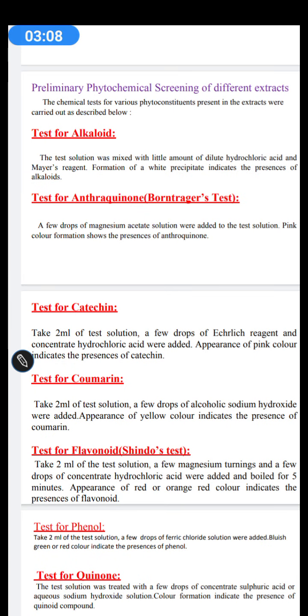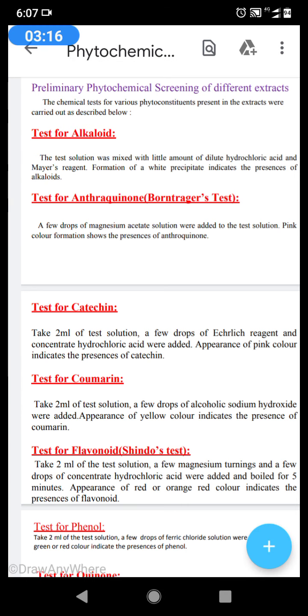Okay, so first you can see the chemical tests for various phytoconstituents present in the extract, as described below. The first one is the test for alkaloids. How to test that? First, take the test solution and mix it with a small amount of dilute hydrochloric acid and Mayer's reagent. The formation of a white precipitate, that is very important, indicates the presence of alkaloids.